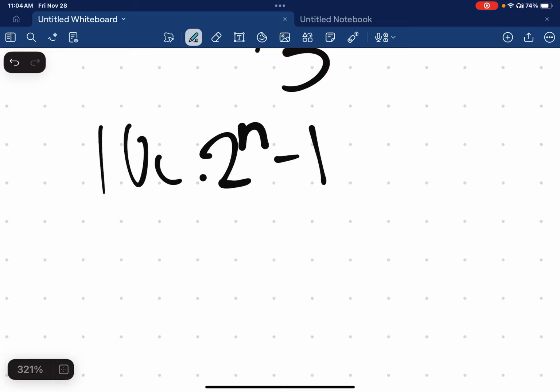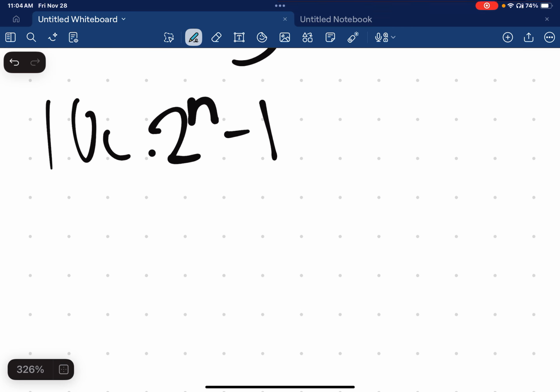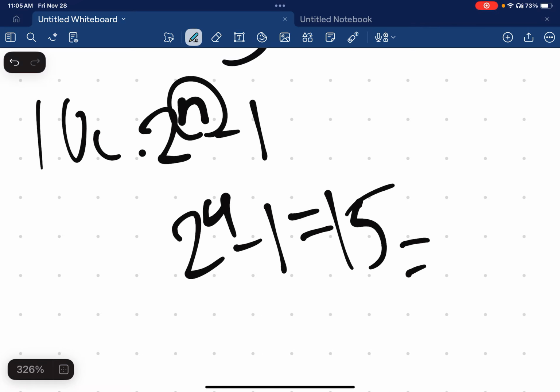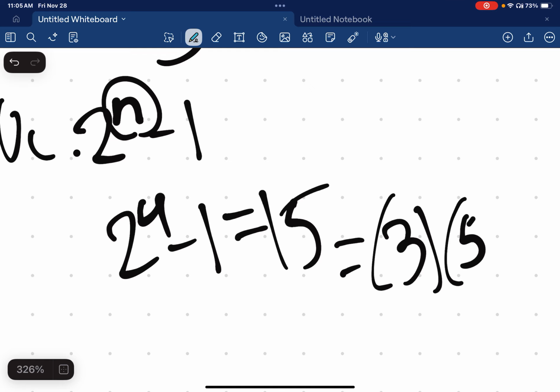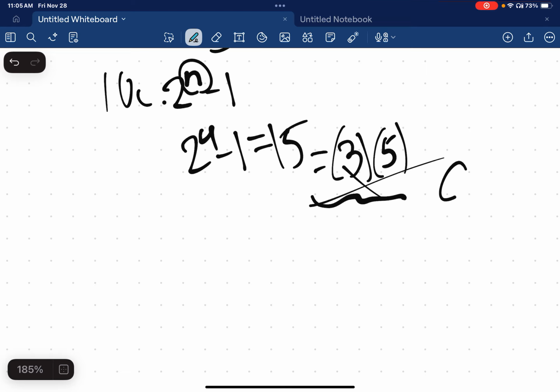Okay, 10c, 2 to the n minus 1 is a prime number for all n. Okay, once again, we can just plug in any number in here and see which one doesn't work. Let's just plug in, for this case, I think the closest one would be 4, so 2 to the 4 minus 1 equals 15. And that's just not true since that equals 3 times 5, and a prime number is a number that's only divisible by itself and 1, and this proves otherwise. So QED.